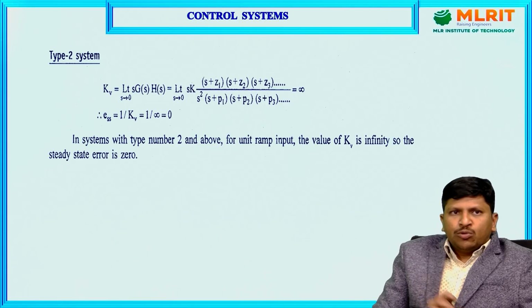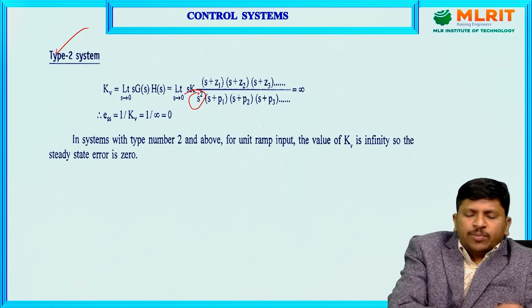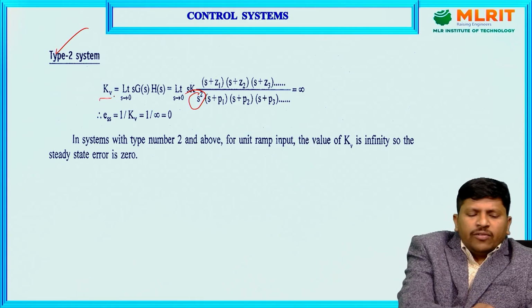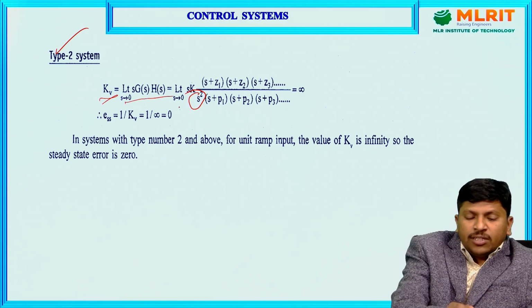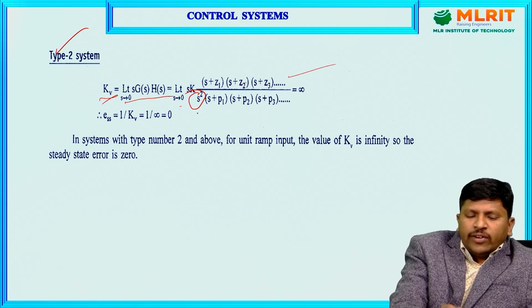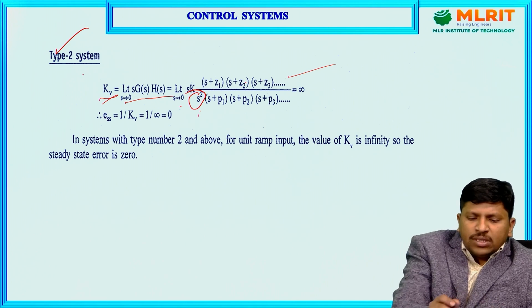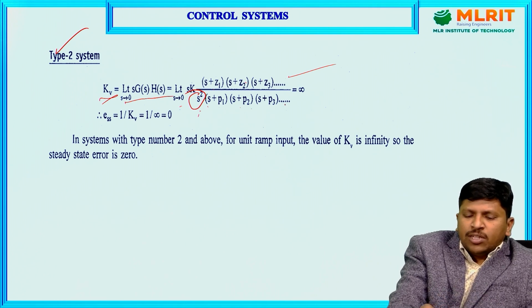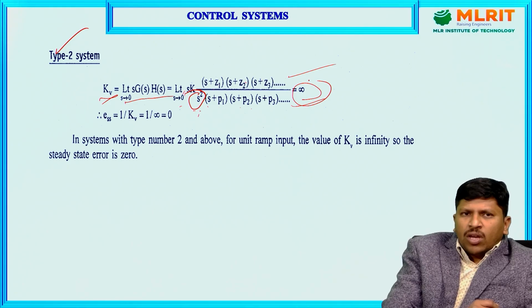Coming to the type 2 system, just observe, it has two poles present at the origin. Already we know the velocity constant is the limit as s tends to 0 of s into G(s) into H(s), that is, the limit of s times K(s plus z1)(s plus z2)(s plus z3) and so on, divided by s square, two poles present at the origin. That's why we call it a type 2 system, times (s plus p1)(s plus p2)(s plus p3) and so on. Substitute s equals 0, one s cancels, so 1 divided by s is infinity. So Kv equals infinity.